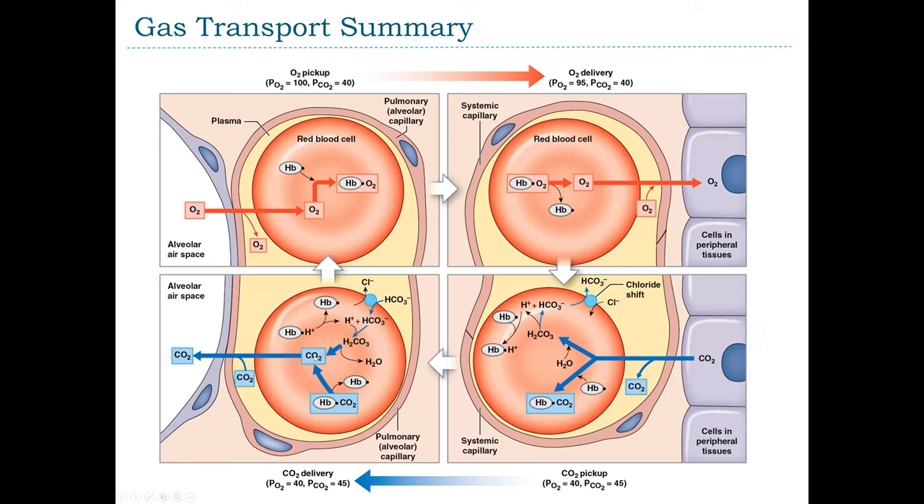And so this CO2, along with some of the CO2 that was attached directly to the hemoglobin molecule and some of the CO2 that was in the plasma, is all going to go out into the alveolar airspace to be exhaled.